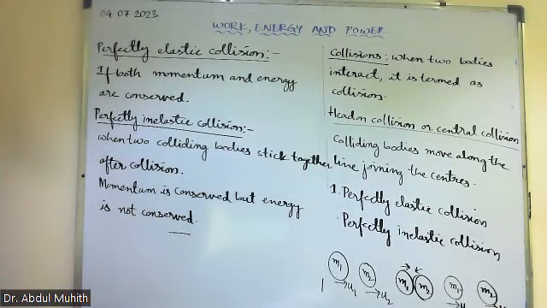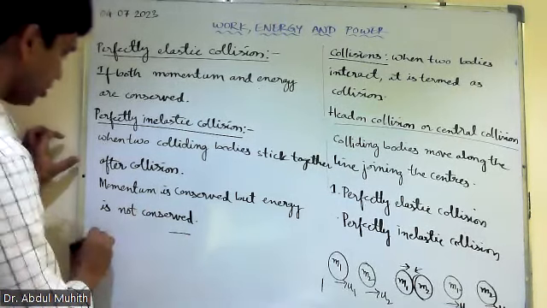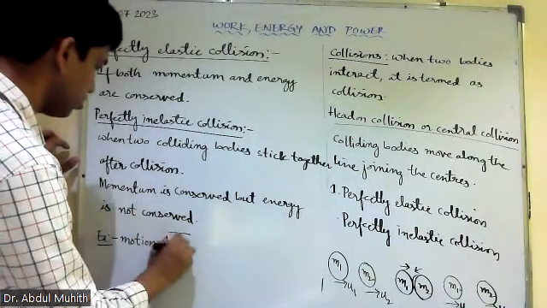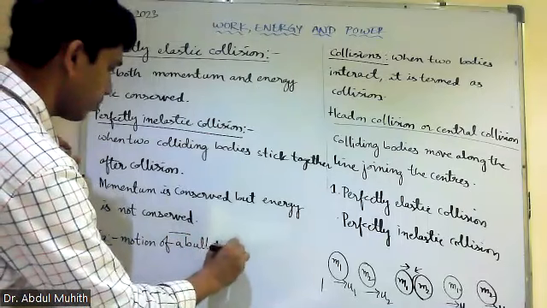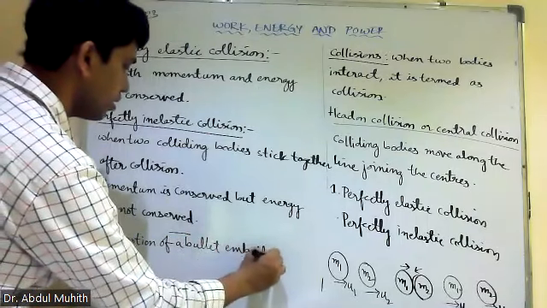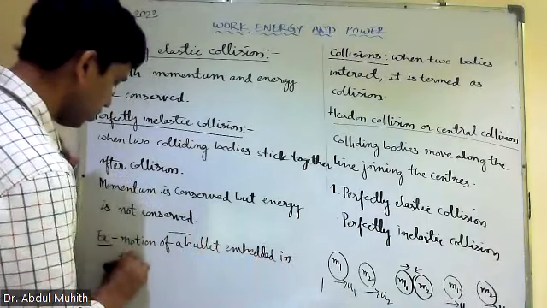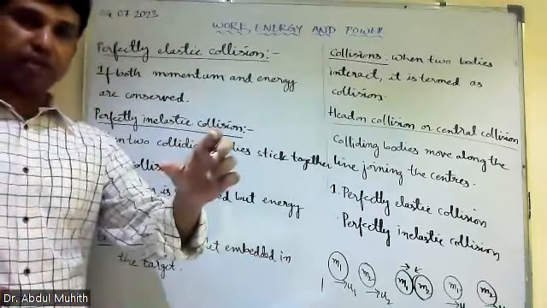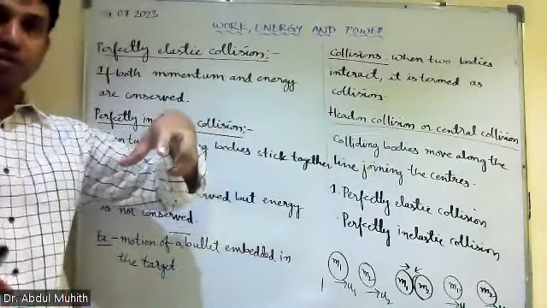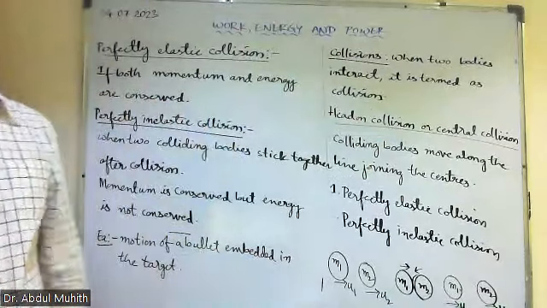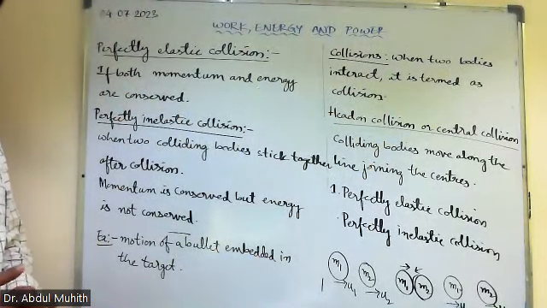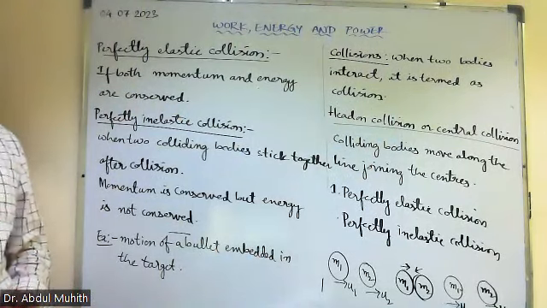The best example is the motion of a bullet embedded in a target. The bullet goes and gets embedded in the target, and both together they move. The block and the bullet both together move with some constant velocity. That is known as perfectly inelastic collision.